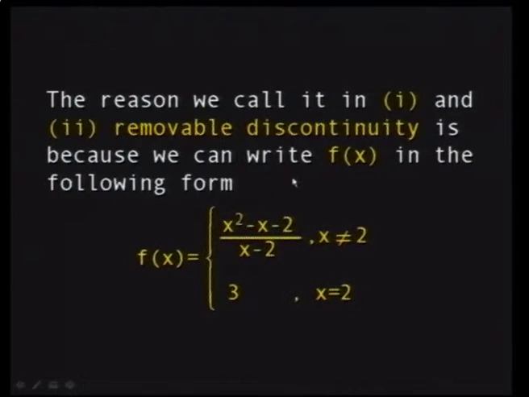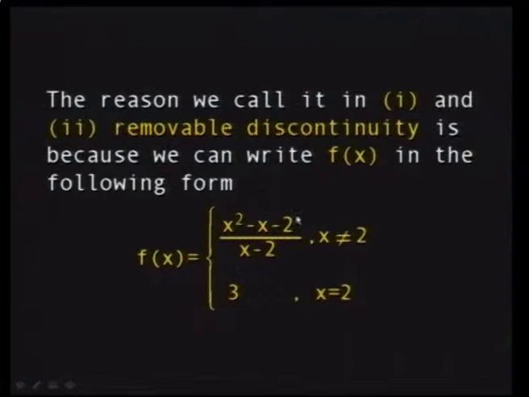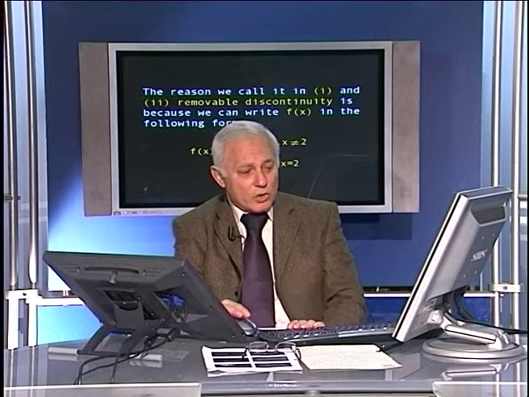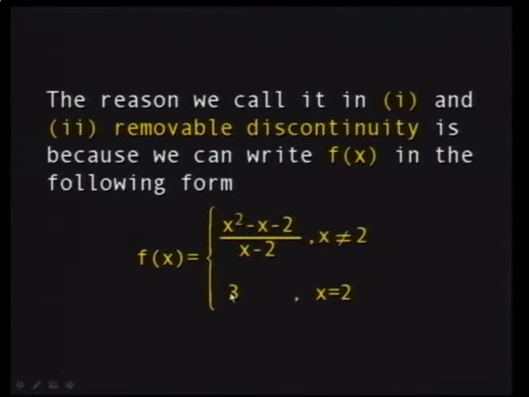Now, the reason why we call 1 and 2 removable discontinuity, as I said, is because you can cure this discontinuity. You can shape the function in a different way. The first one was x squared minus x minus 2 divided by x minus 2, which we said is not defined at x equal to 2. That's okay, that's the first one. The second one had the value 5 at x equal to 2.